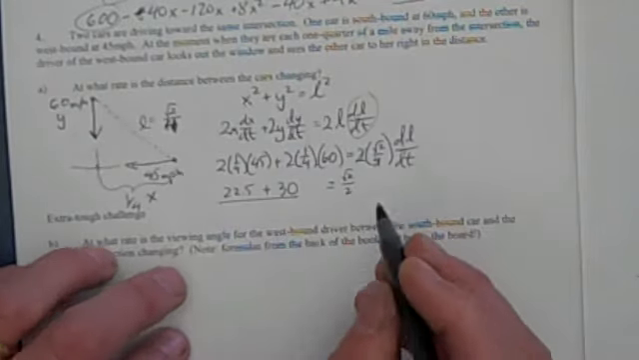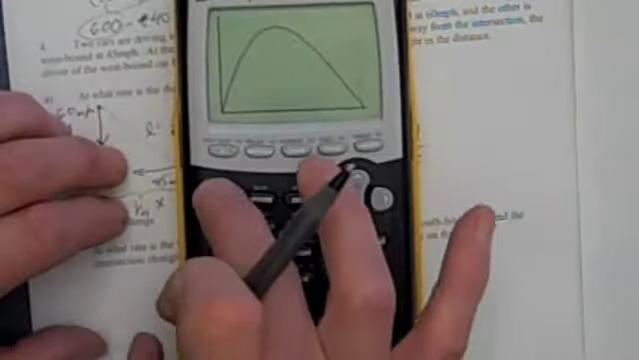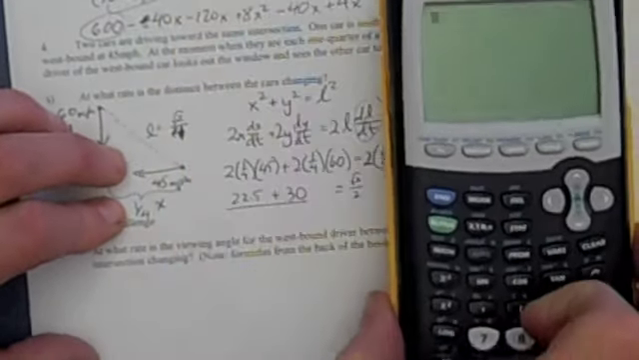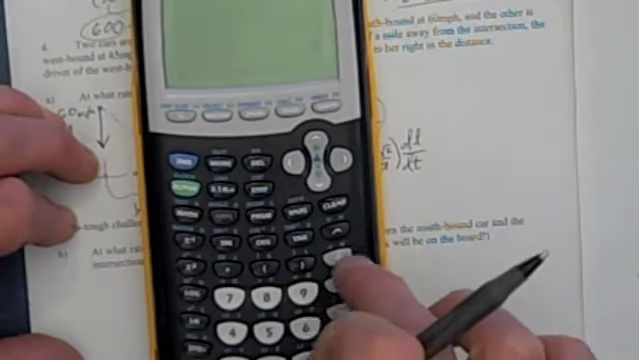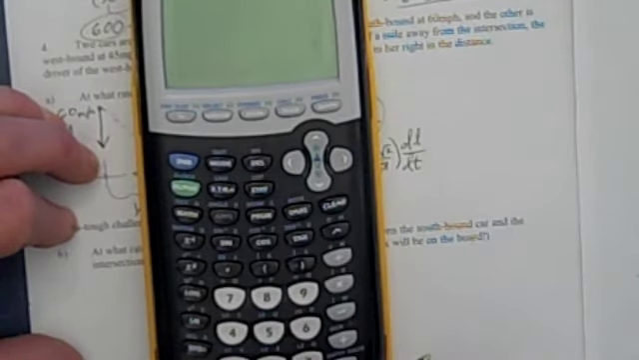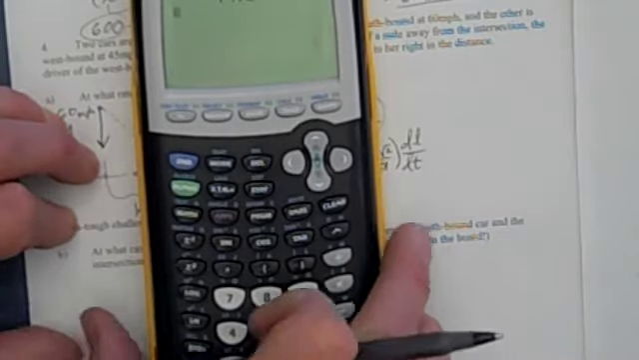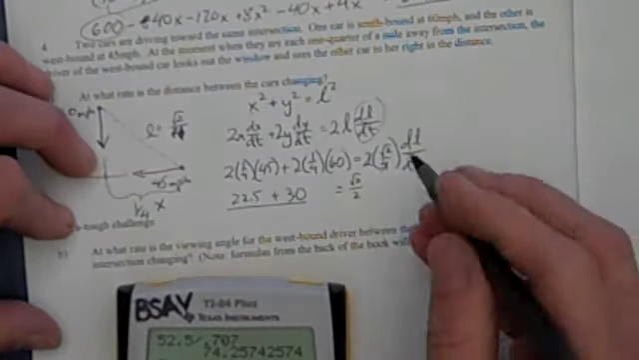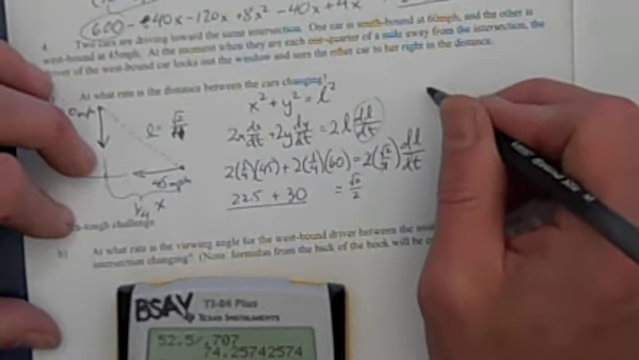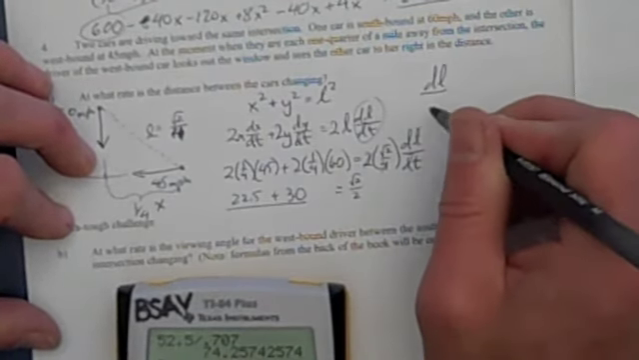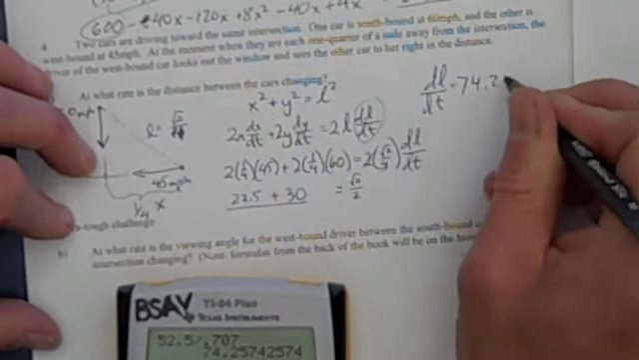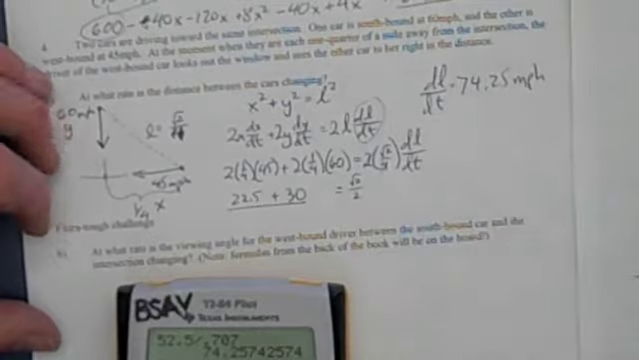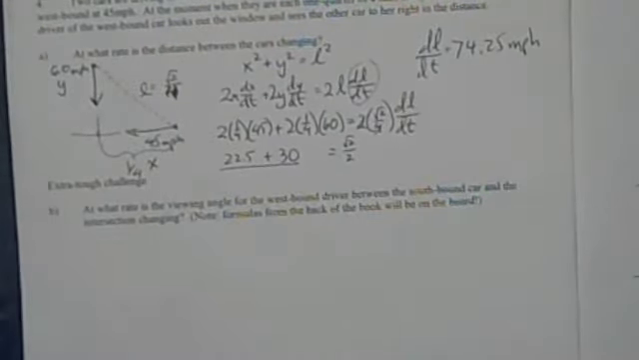So when I divide 52.5 by 0.707 it gives me an answer of 74.25 is my change in miles per hour. So the change in that length, the distance between them, dL dt, is 74.25 miles per hour. Okay? This is a much more challenging problem, but it shouldn't be impossible for you guys.